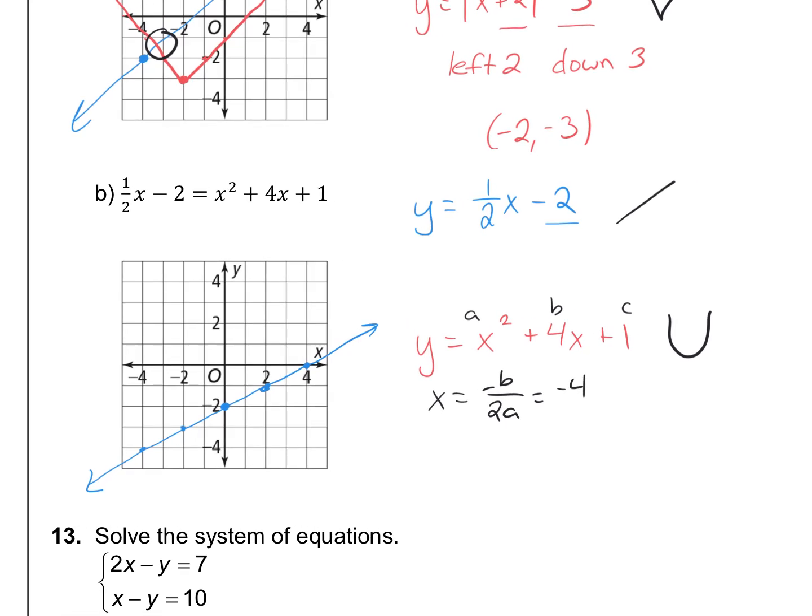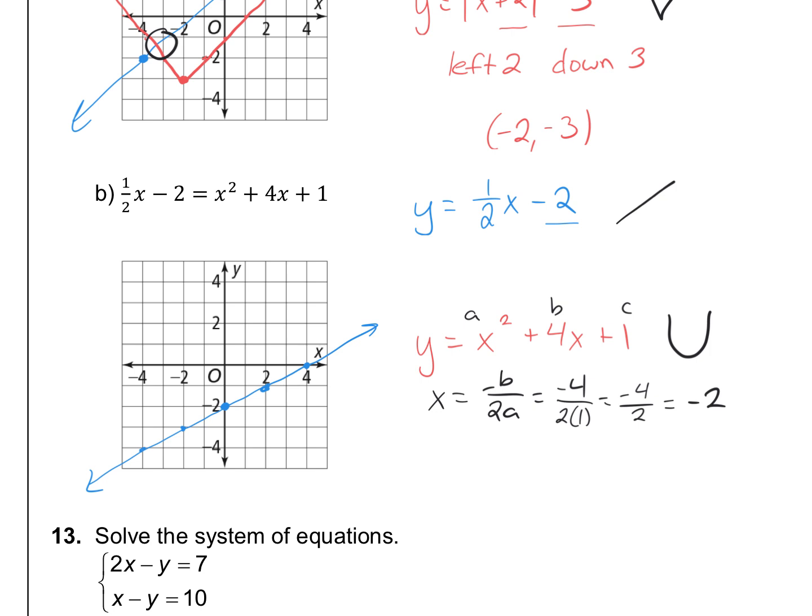Remember, I just want the coefficients. I just want the number. And then divided by 2, what's a? 1. Yep. 2 times 1? 2. Negative 4 divided by 2? Negative 2. Now, is that my starting point here?